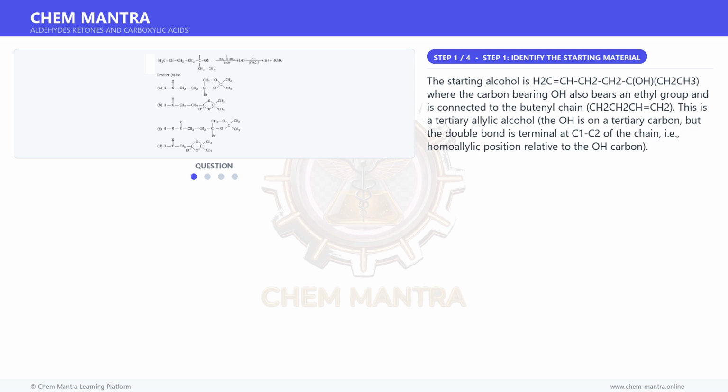The starting alcohol is H2C=CH-CH2CH2-C(CH2CH3), where the carbon bearing OH also bears an ethyl group and is connected to the butynyl chain, CH2CH2CH=CH2. This is a tertiary allylic alcohol. The OH is on a tertiary carbon, but the double bond is terminal at C1, C2 of the chain, i.e., homoallylic position relative to the OH carbon.